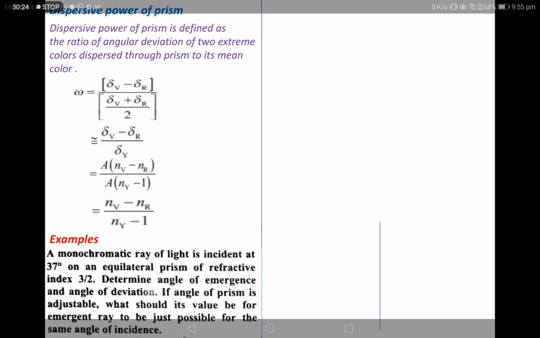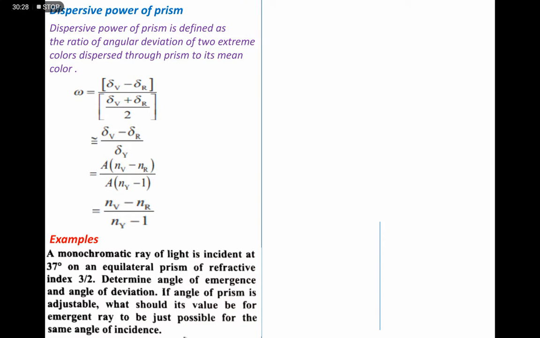The first example: a monochromatic ray of light is incident at 37 degrees on an equilateral prism of refractive index 3 by 2. Determine the angle of emergence and angle of deviation. If the angle of prism is adjustable, what should its value be for the emergent ray to be just possible for the same angle of incidence? So we'll try to learn the first part of the example. A monochromatic ray of light is incident at 37 degrees on an equilateral prism. Equilateral prism means the angle of prism is 60 degrees, and the refractive index is given. So we'll start to solve this one.